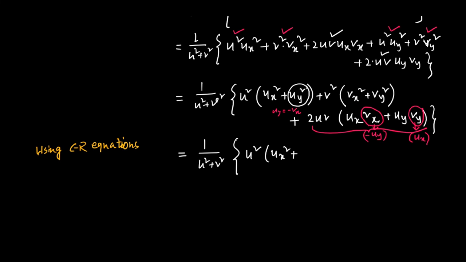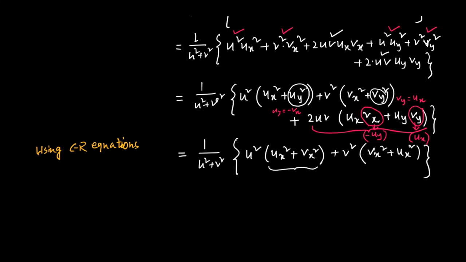That means I can simply write here ux square plus vx square plus v square into, again, applying Cauchy Riemann equation on this vy, can you tell me what you can write for vy? We know as per Cauchy Riemann equation, vy is equal to ux. So this term will also be vx square plus ux square. And the third term, we have already seen that it will be zero. So using Cauchy Riemann equation, we get this.